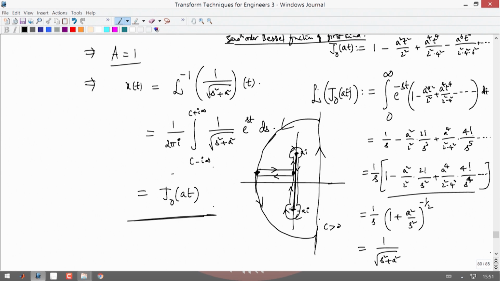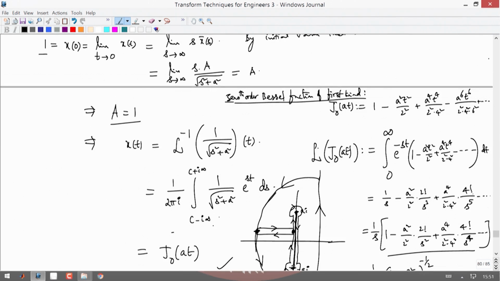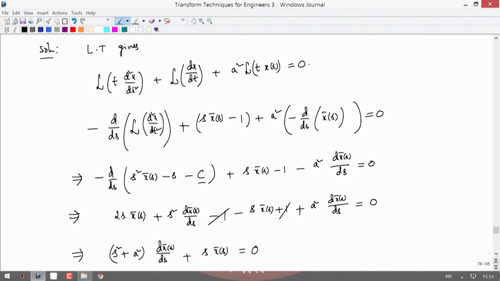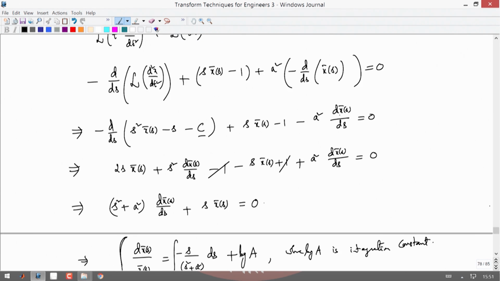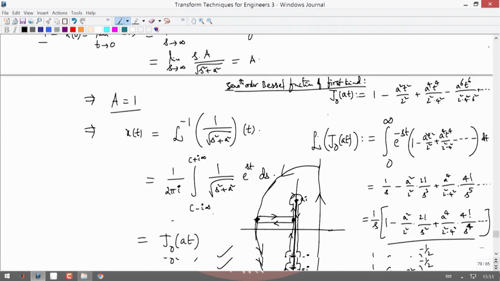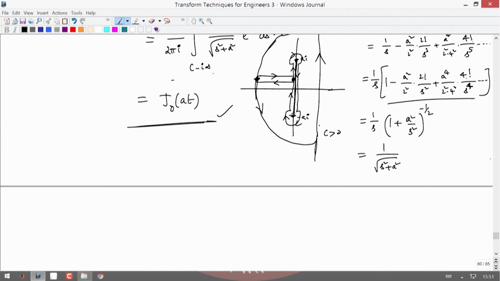This is the solution of your Bessel equation with this initial condition, and whatever may be the value of the other condition, the solution is this. The solution is simply J0 of at. Okay. So this is how you solve this second order special Bessel type of equation.